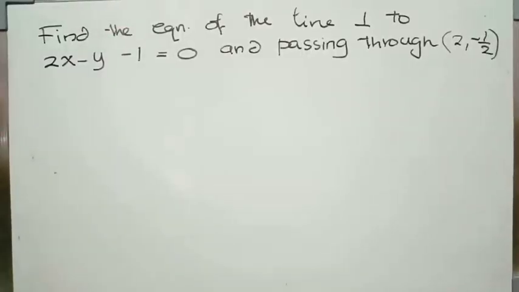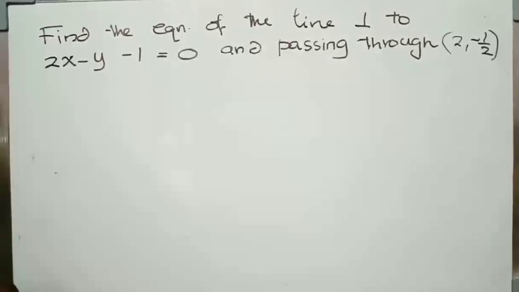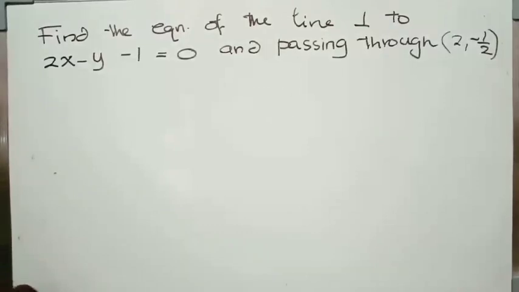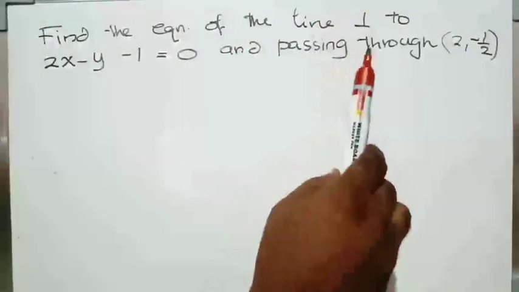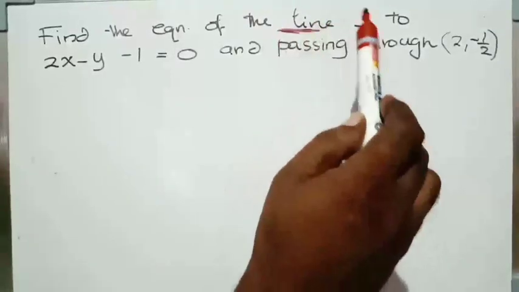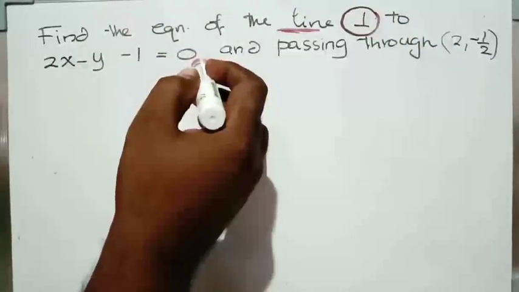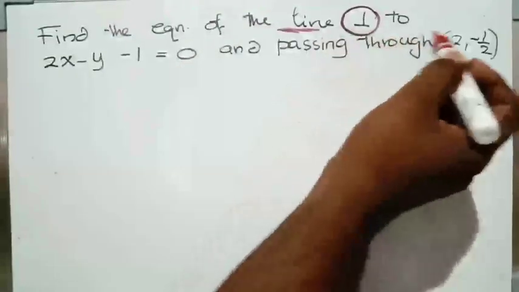So when you find this question, find the equation of the line perpendicular to 2x minus y minus 1 is equal to 0 and passing through 2, minus 1 by 2. So in this question also, two concepts are given about our required line. One is required line is perpendicular to 2x minus y minus 1 is equal to 0 and passing through another point.